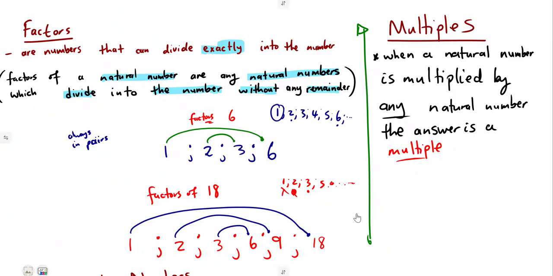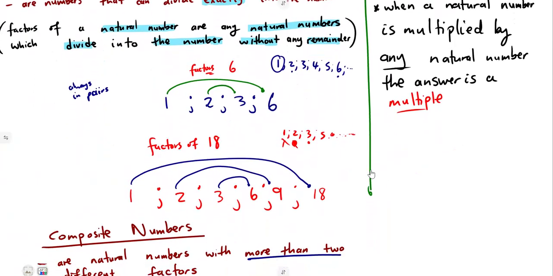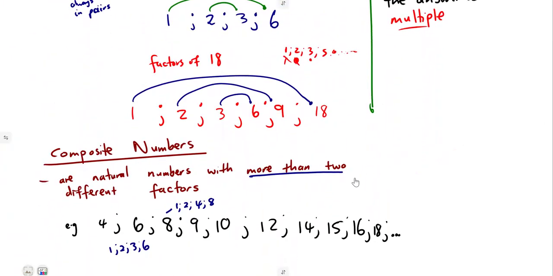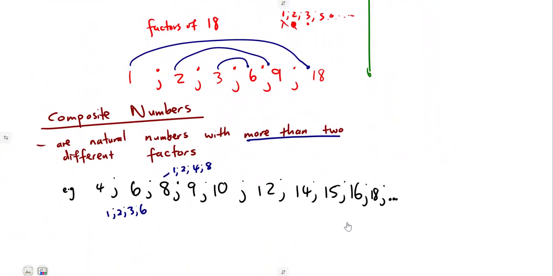So this is it on your factors and multiples. And do not forget composite numbers, those natural numbers with more than two different factors. In other words, what opposes our prime numbers, which have 1 and itself. So composite numbers have more than two different factors. Okay, so this is it.